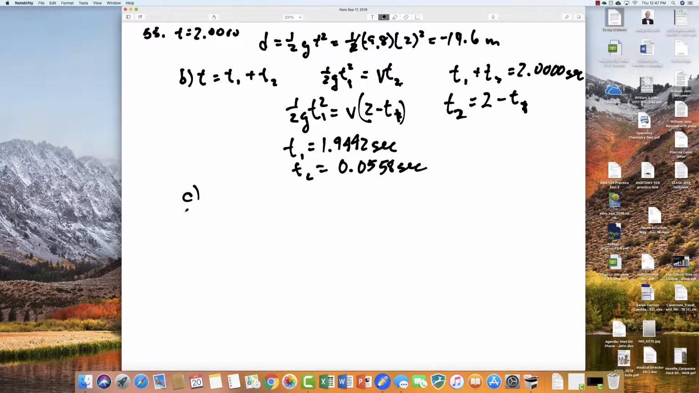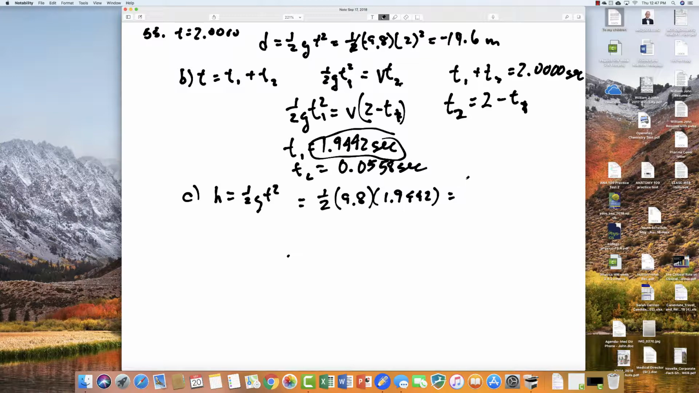Now the last part of this is to say what is the new depth given this finding, and all you have to do is now say that the depth of the well is 1/2 gt squared, but instead of using the 2 that you originally used up here, you now use this right here. And if you do that, so it's going to be 1/2 times 9.8 times 1.944 squared. If you do that, you end up with a depth of 18.526 meters instead of 19.6.